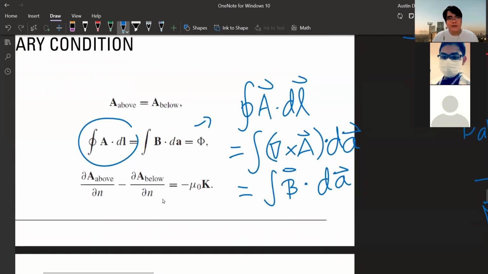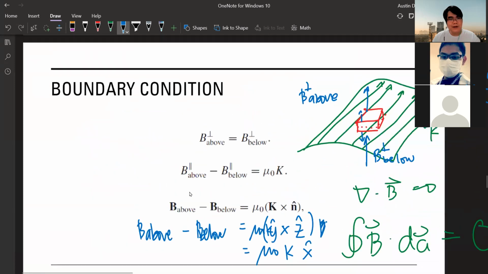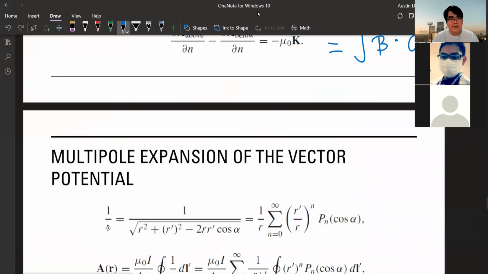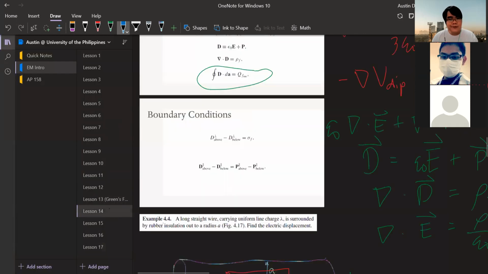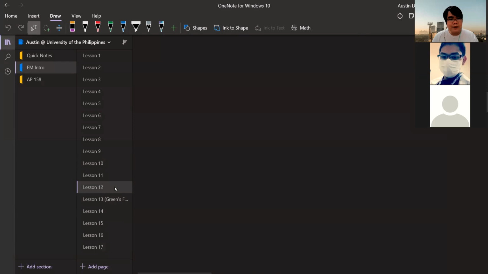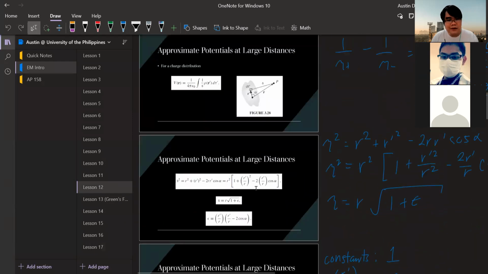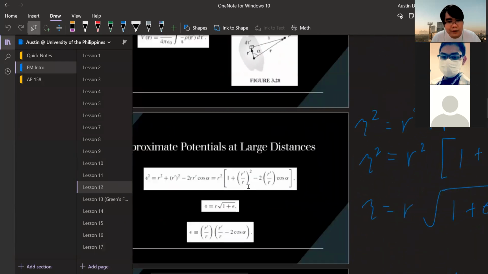So that's your boundary conditions na pwede nyo gamitin to check your answers. Okay, and then lastly, the multipole expansion for the vector potential. From last time, yung multipole expansion natin na lesson, nasaan yun? I think that's lesson 12. Here we go.